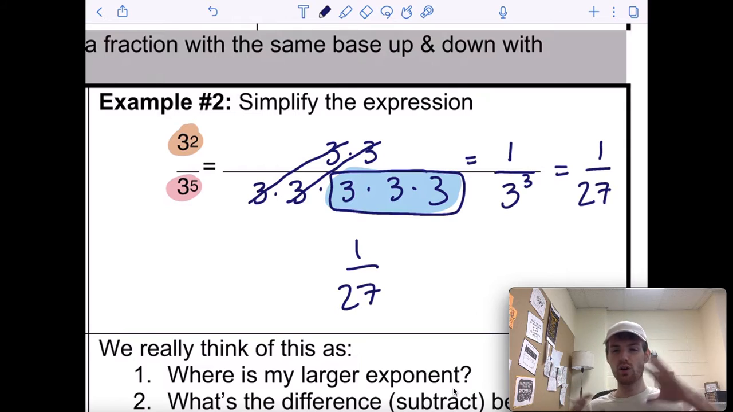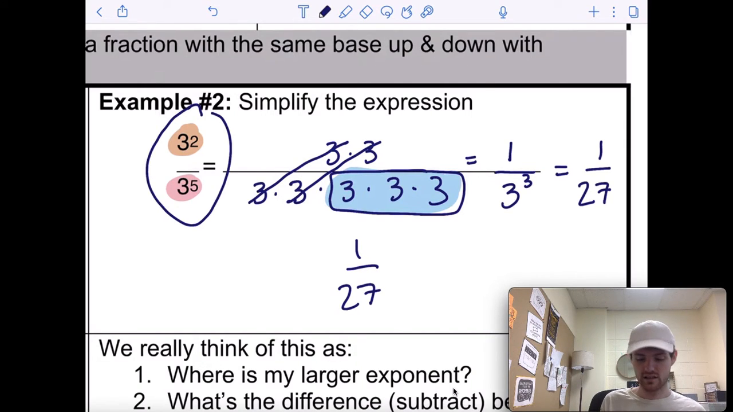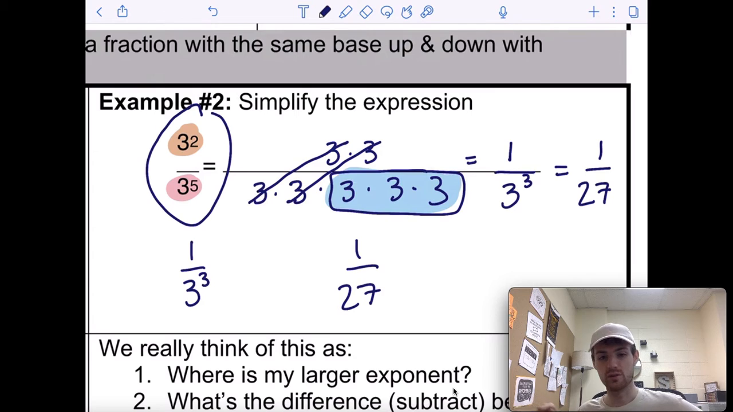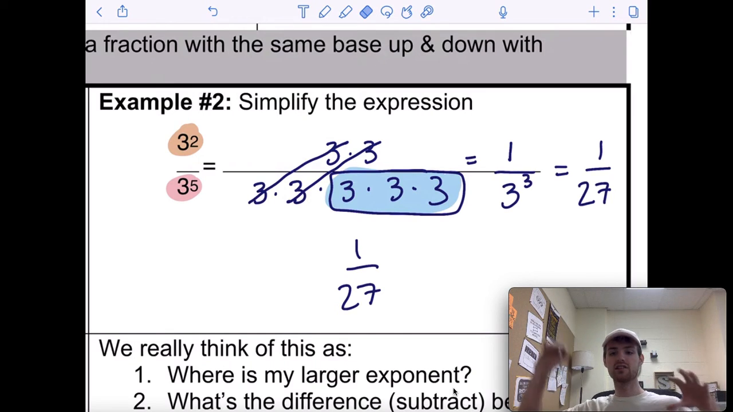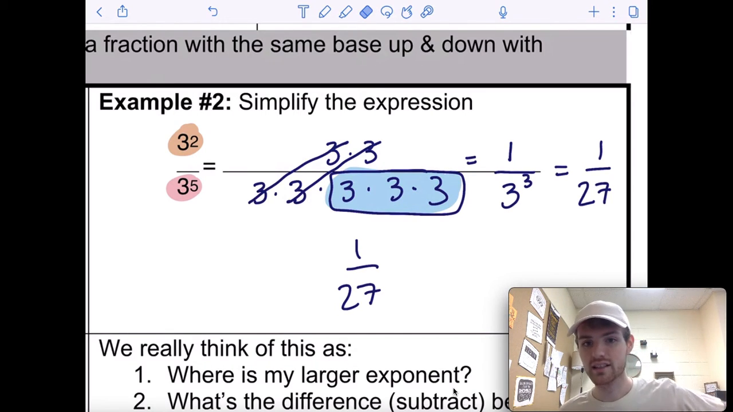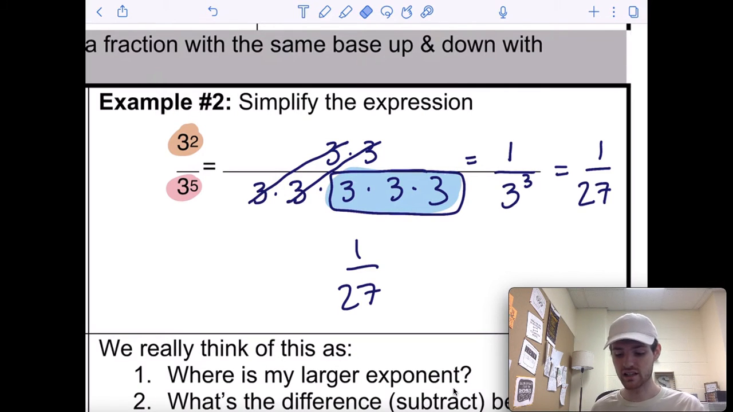So, hopefully you can see how this gunk simplifies. There it is, into 1 over 3 cubed. Now, of course, we did this process where we write it all out and then we cross out what's similar. There is a much quicker, much faster trick to doing this.